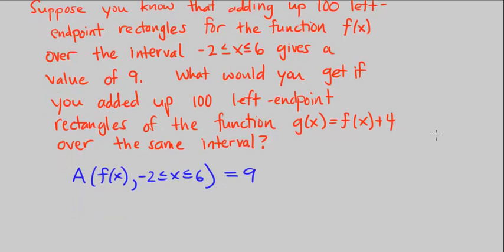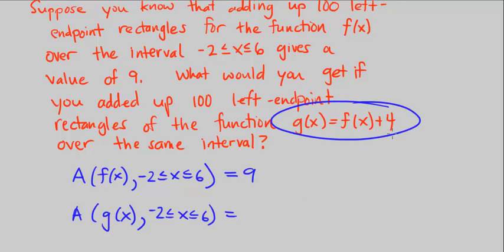What would you get if you added up 100 left endpoint rectangles with the function g of x, where g of x is f of x plus 4, over the same interval? What does that equal? Well, this is one where we know g of x is just a transformation of f of x.